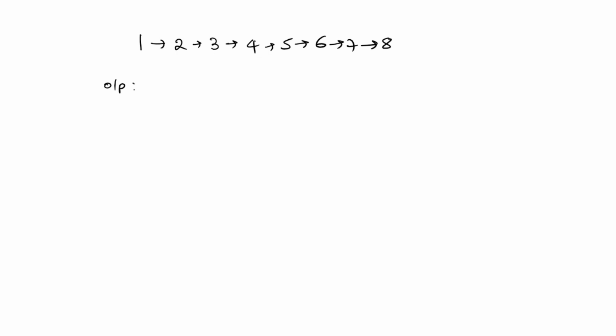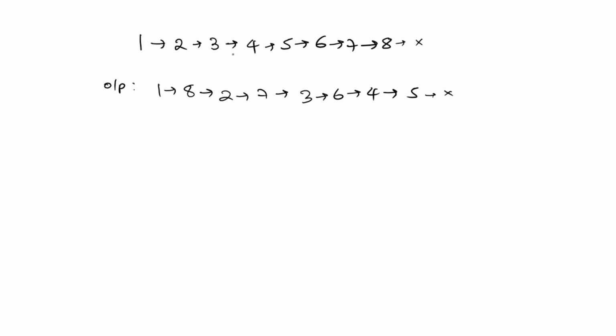So I will just write the output. That will be 1, 8, 2, 7, after 7, 3, 6, 4, and then 5. So that is what we are expecting. There is a null at the end. So how can we approach this problem?